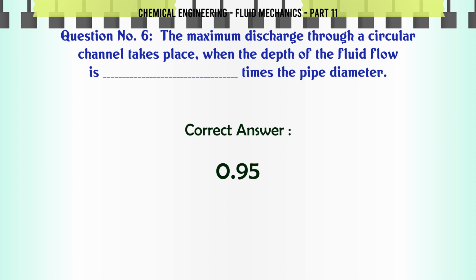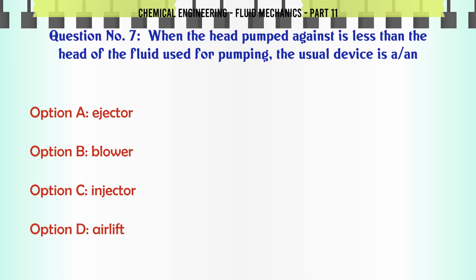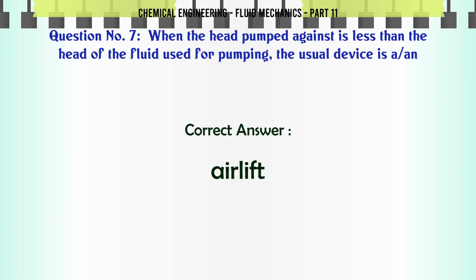0.95. When the head pumped against is less than the head of the fluid used for pumping, the usual device is an: A. Ejector, B. Blower, C. Injector, D. Airlift. The correct answer is airlift.